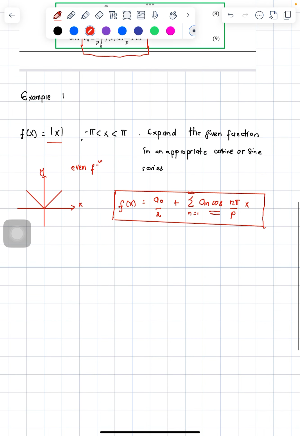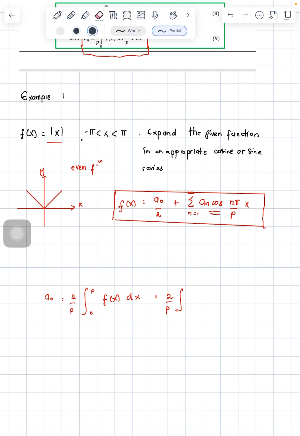Okay, first we need to compute a0. Our formula for a0 is 2 over p. Since this is an even function, we can multiply with 2 over p, with the interval from 0 to p of f(x) dx. Actually p here is, this is negative p and here is p, so our p is pi. So 2 over pi, and the integral of f(x) from 0 to pi.